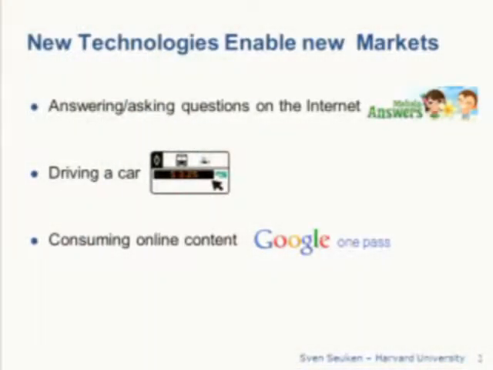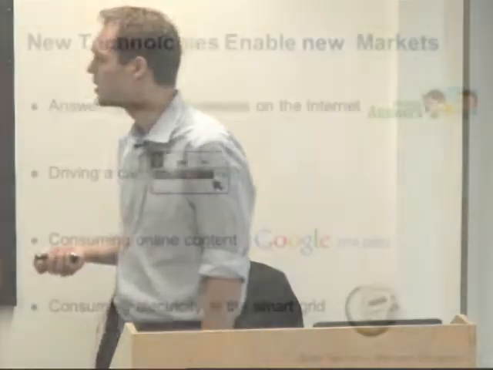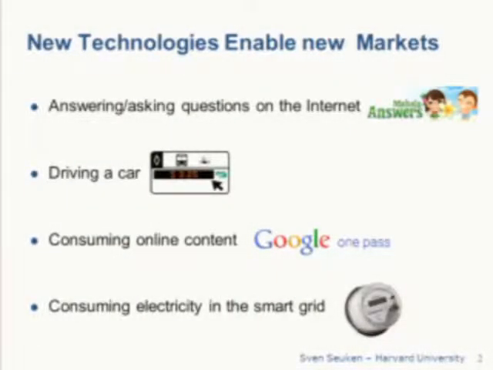For example, we can already answer or ask questions on the internet and be paid for that or pay for that. When you're driving your car, you might soon have to pay a toll that depends on the current traffic on the road that you're driving on. Google One Pass, which has just been introduced, will enable all new kinds of markets for consuming online content. And soon, when you're consuming electricity, you might have to pay a price for the energy you're using that depends on the current consumption in the submarket that you're in.